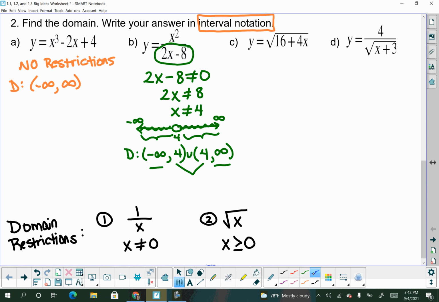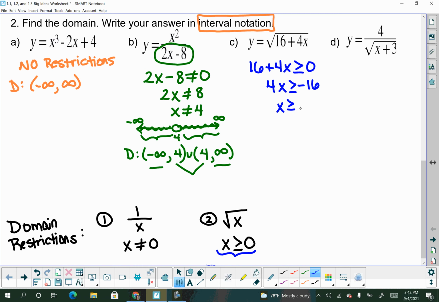The next one, we have a square root. And remember, in a square root, whatever's underneath our square root needs to be greater than or equal to 0. So 16 plus 4x must be greater than or equal to 0. And we're going to solve this. We're going to subtract 16 and we're going to divide by 4.